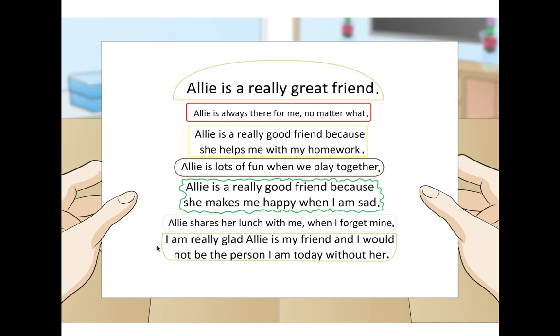And to finish her paragraph, she wrote, "I am really glad Allie is my friend, and I would not be the person I am today without her." That is her conclusion sentence, the wrap-up. It's telling me that she is finished with her writing. Now, I want you to notice all of these sentences start with a capital letter. And what do they end with? They are all ending with a period. This student's paragraph has more than those 3 supporting details. We have 1, 2, 3, 4, 5, which is okay. You only have to do 3, but you absolutely can do more.